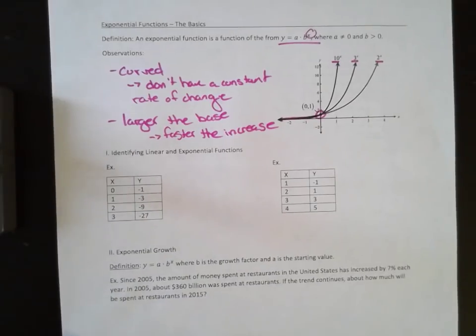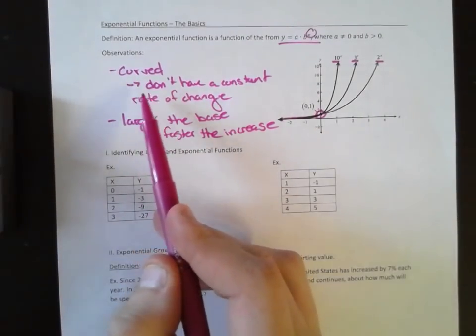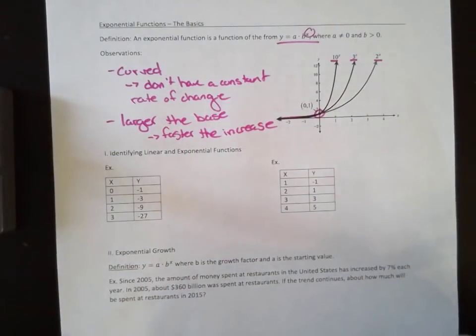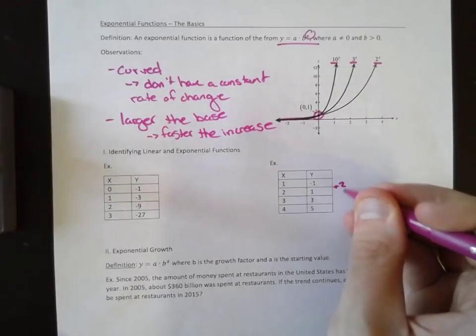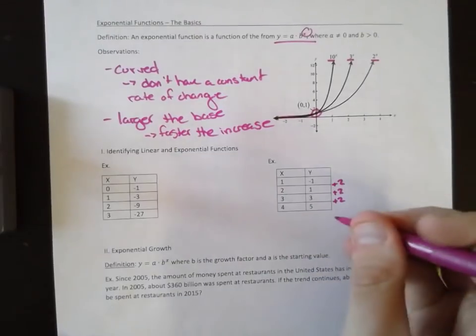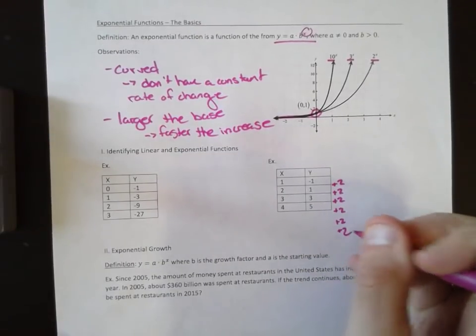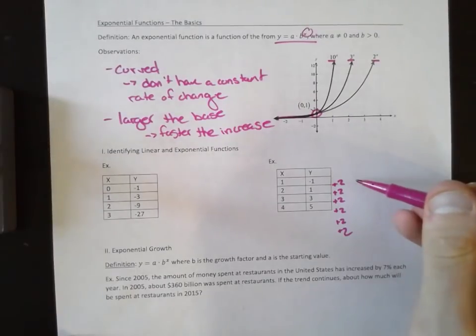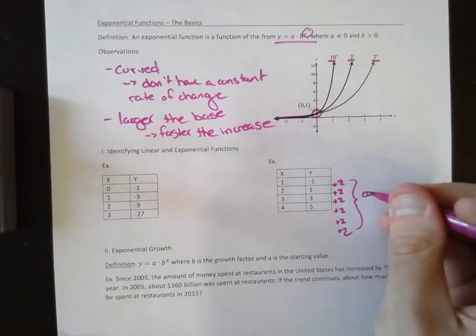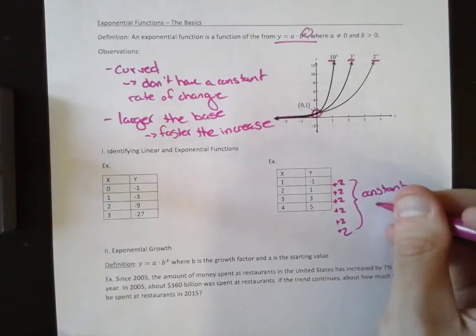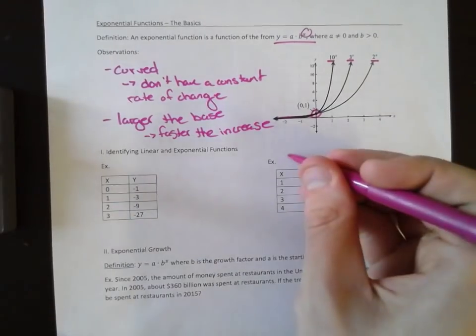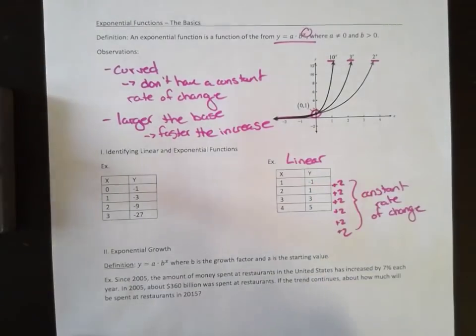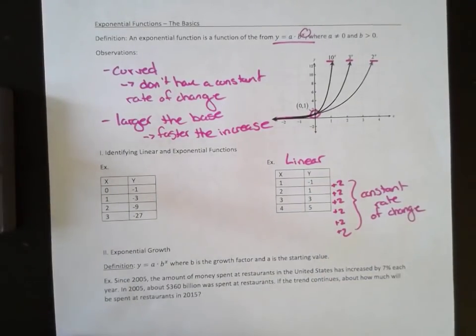Now if I go back to one of the main characteristics, exponential functions don't have a constant rate of change. If I look at the second chart, it increases by 2, increases by 2, increases by 2, and I'm sure it's going to follow that pattern all the way down if we were to extend it. This has a constant rate of change. Since it has a constant rate of change, or a constant slope, it is going to be a linear function. That means the first chart has to be exponential, but let's look at why.